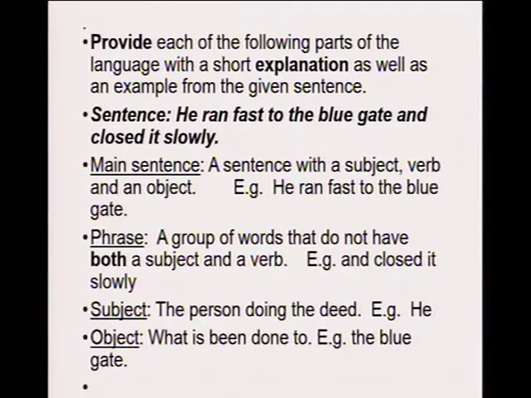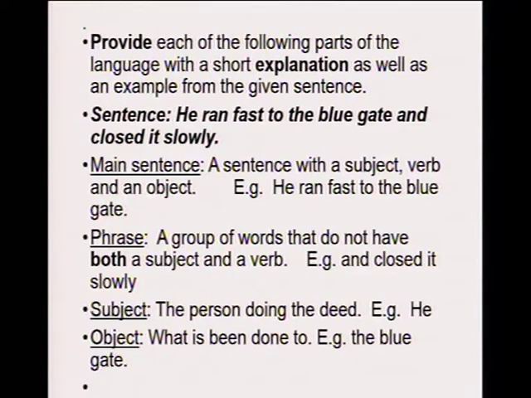Provide each of the following parts of language with a short explanation as well as an example from the given sentence. The sentence is, he ran fast to the blue gate and closed it slowly. A main sentence is a sentence with a subject, a verb, and an object. For example, he ran fast to the blue gate. A phrase is a group of words that do not have both a subject and a verb. And closed it slowly. There's no subject.